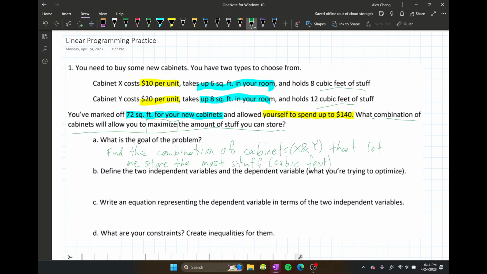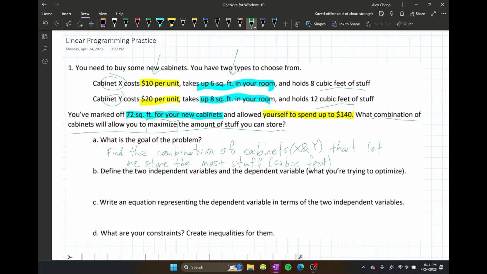Okay, so remember, we have 3 variables here that we really care about. We're going to buy some amount of cabinet X's and some amount of cabinet Y's. Those 2 things together are going to affect how many things we can store. And you might be wondering, well, what about these other things, the cost and the amount of space they take up? Well, those aren't actually variables though, right?